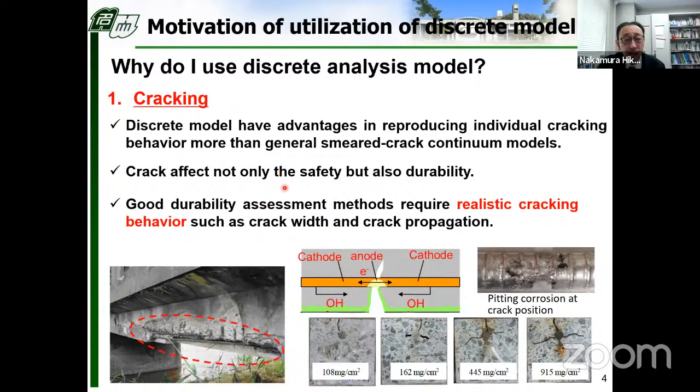And cracks affect not only safety, but also durability. Therefore, a good durability assessment method requires realistic cracking behavior, such as crack width and crack propagation.